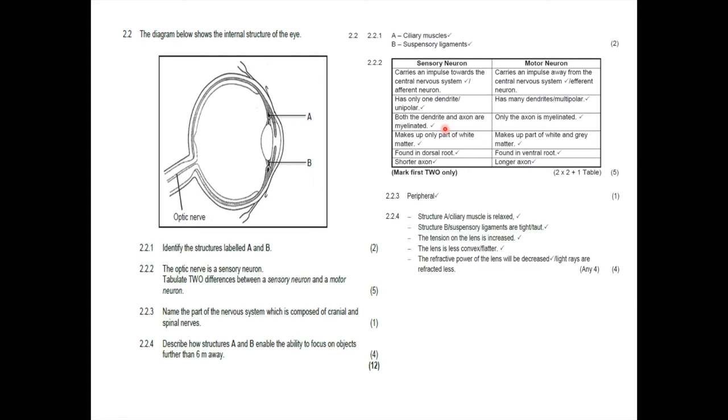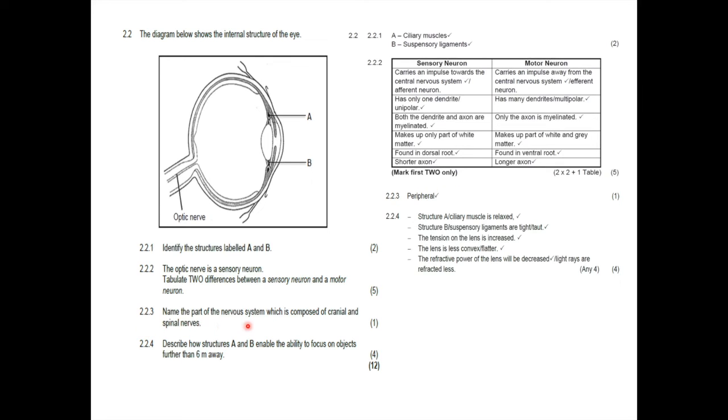A sensory neuron has both the dendrite and the axon myelinated, which means it's covered by the myelin sheath. The motor neuron only has the axon that is myelinated. The sensory neuron makes up only part of the white matter, whereas the motor neuron makes up part of the white and the gray matter. The sensory neuron is found in the dorsal root, the motor neuron is found in the ventral root, and the sensory neuron has a much shorter axon, and the motor neuron has a longer axon. So any two. The memo says mark the first two.